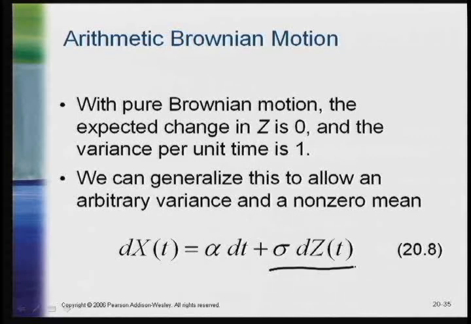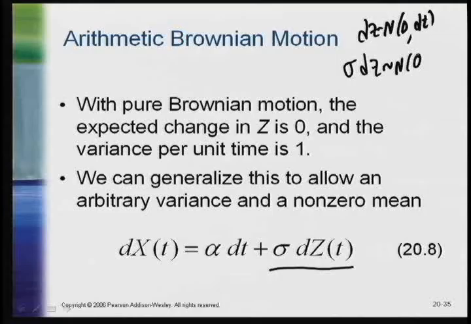with a mean, if it's apparent that if dz is normally distributed with a mean of 0 and a variance of dt, then if I take sigma dz, it's equally apparent that that's normally distributed with a mean of 0 and a variance of sigma squared dt. So shifting the variance from 1 to sigma squared is easily accomplished simply by multiplying dz by the coefficient sigma. That's easy. We then have a drift term.